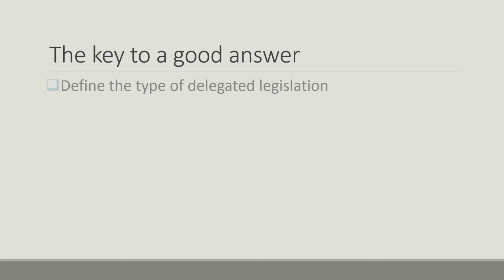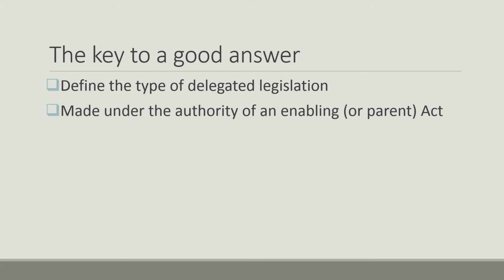So the key to a good answer is to define the type of delegated legislation. Make sure you say that it has to be made under the authority of an enabling or parent act. And lastly, give examples using both the parent act and the delegated legislation. These videos choose examples to use, but you will know more examples that you could use, and as long as you name the parent act and the delegated legislation, then those examples will be fine.